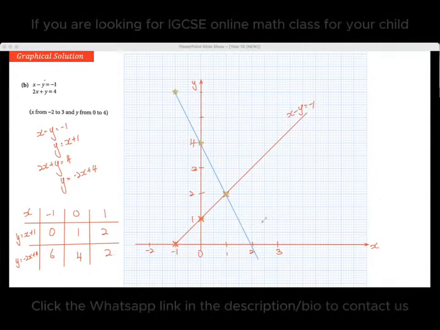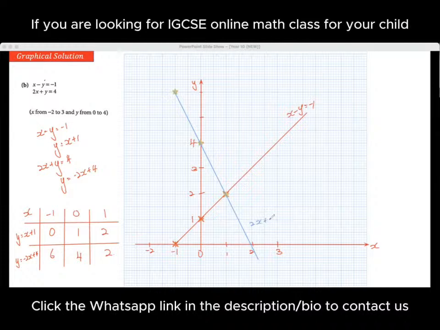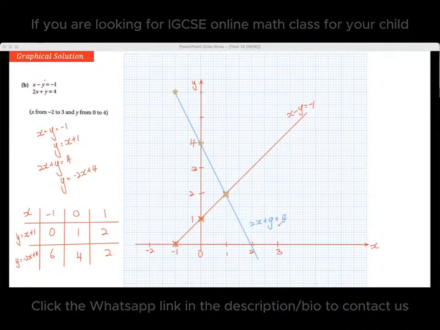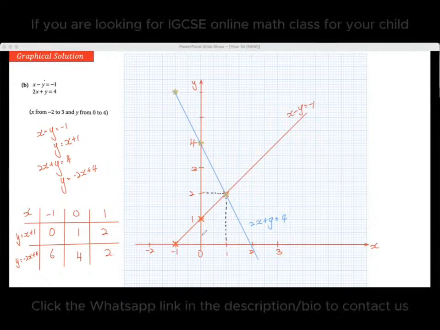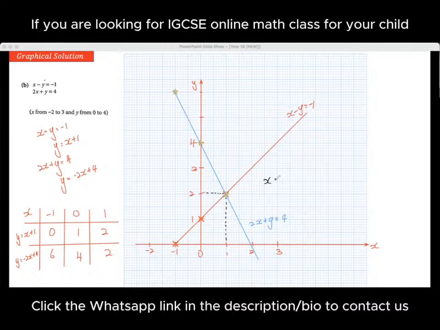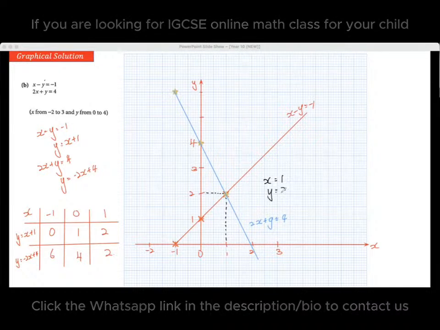Then I label it 2x plus y equals 4. And this is my intersection point here. So it will be x equals 1, y equals 2.